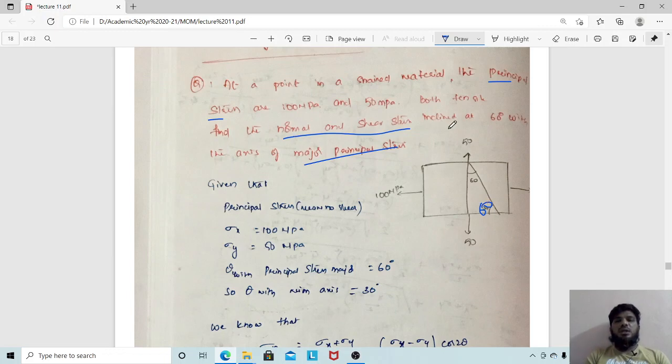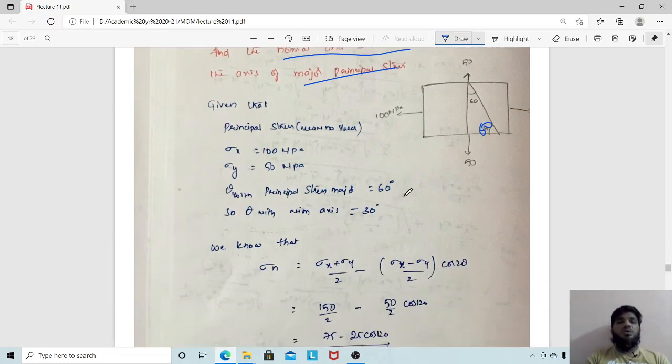Find the normal stress on a plane inclined at 60 degrees with the axis. Yes, they are saying with the axis, not with the plane. If they say with the plane, you have to take it differently. With the axis, you have to take theta as 60. So if this is 60, then you have to take the formula.